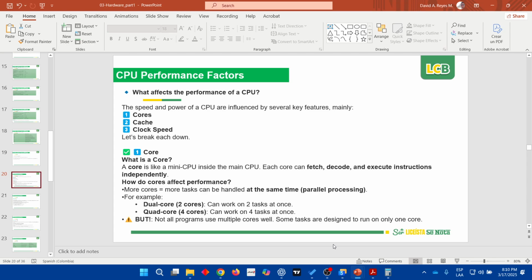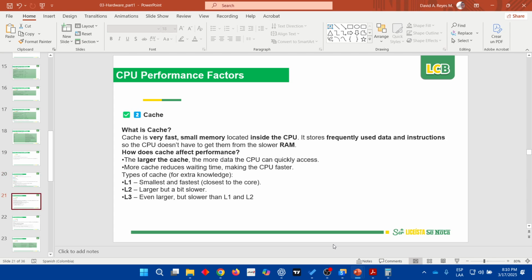Now, the cache. Remember that the cache is a space of memory inside the CPU that stores frequently used data and instructions, so the CPU doesn't have to get the information from the RAM. Remember that reading the RAM is slower than reading the cache. How does the cache affect performance? The larger the cache, the more data the CPU can quickly access. More cache reduces waiting time, making the CPU faster.